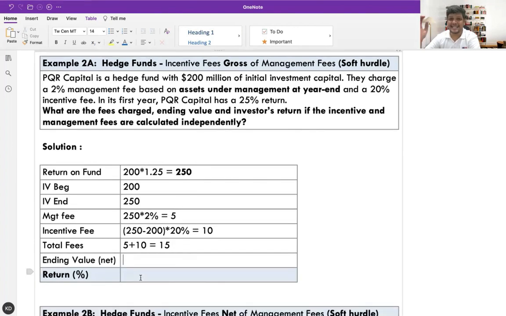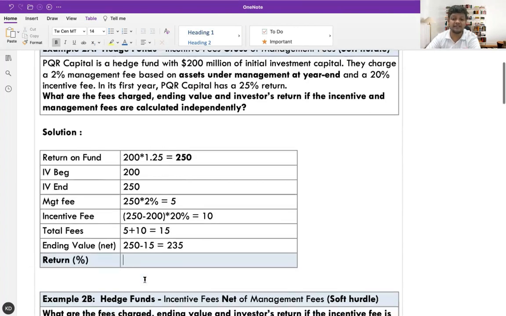So at the end, you will be getting 250 minus the 15 million of fees. You'll be getting 235. So your returns will be 235 on an investment of 200. Do that in your calculator. 235 divided by 200 minus 1. You'll be getting a return of 17.5%. Is that clear? Yes.